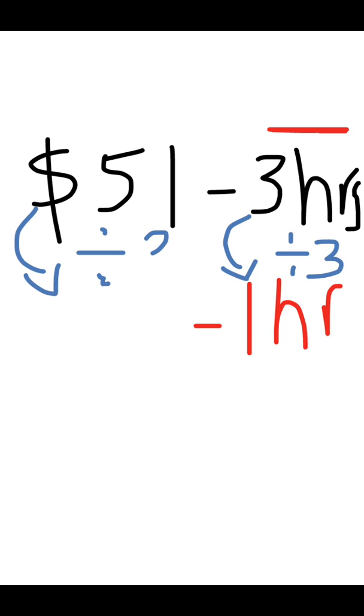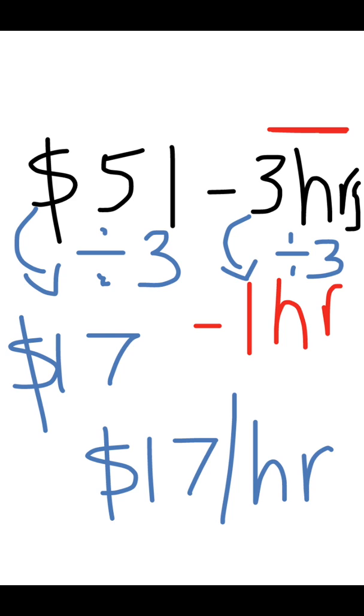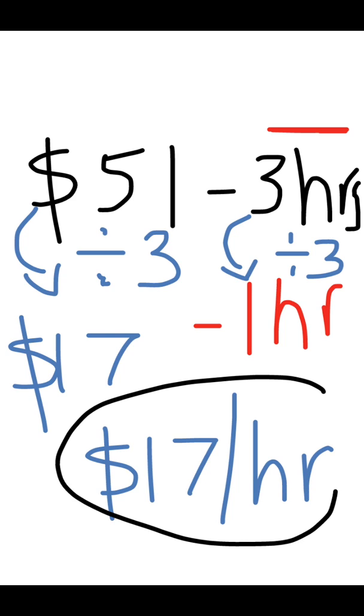So rates involve multiplying by something or dividing by something, not addition or subtraction. So 51 divided by 3, I would see that I get 17. So this person would earn $17 per hour. So your final answer, when it's written as a simplified rate, should look like this. Let's look at another example.